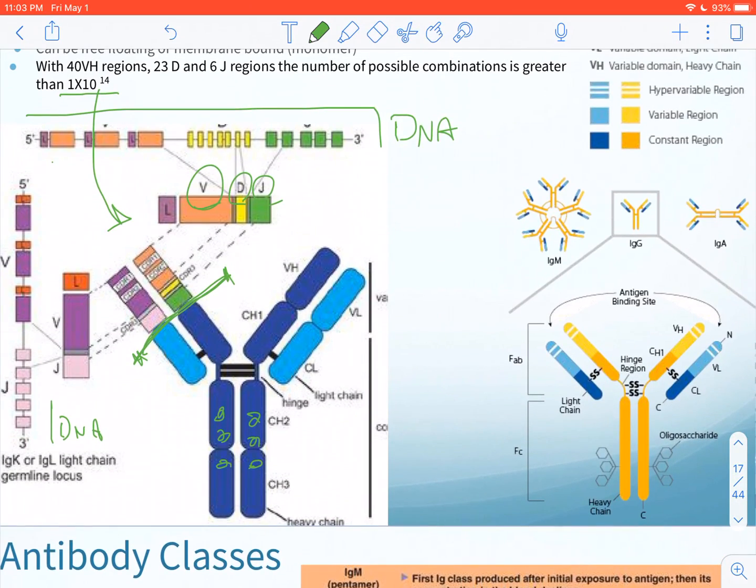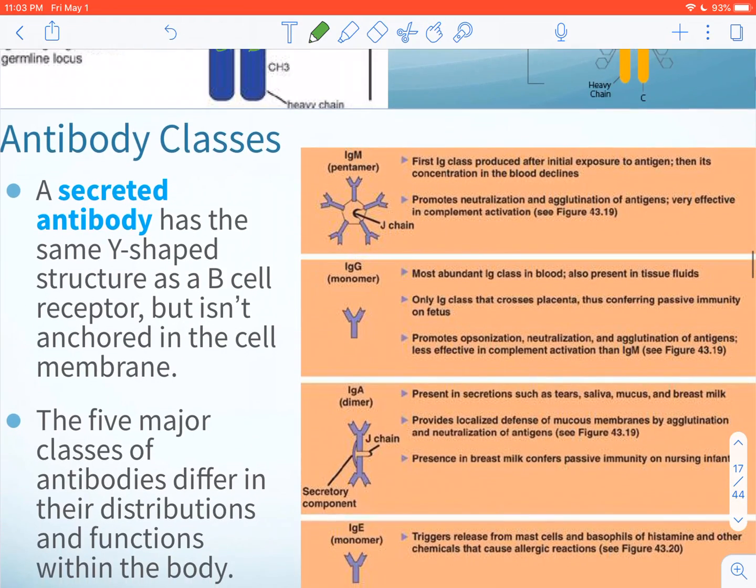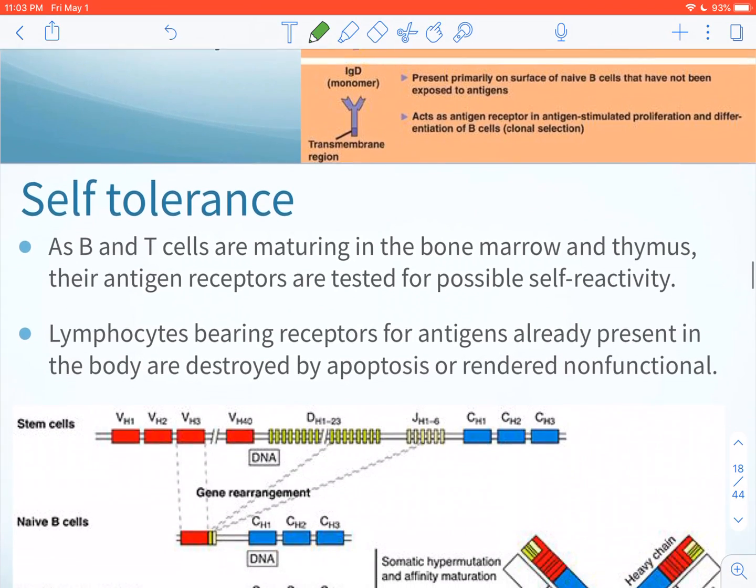This is what's called an IgG antibody, the classic one. It's the most numerous antibody that we have, but there are also IgA antibodies and IgM antibodies. This just discusses all the different ones. They have slightly different jobs.